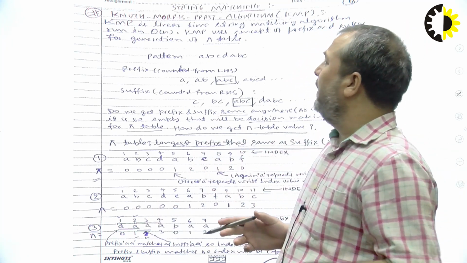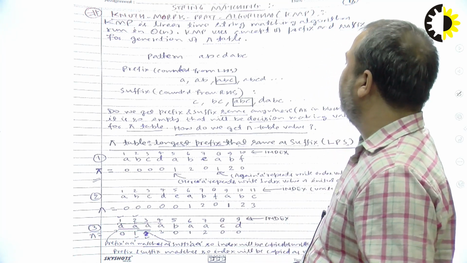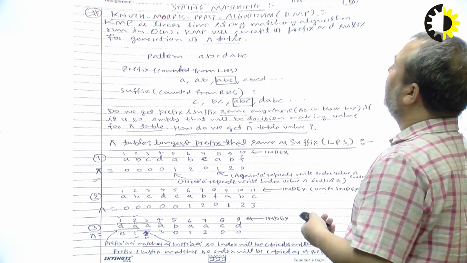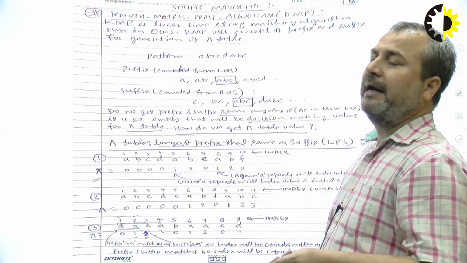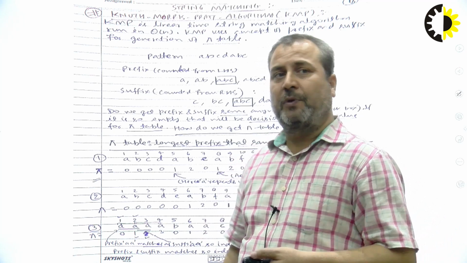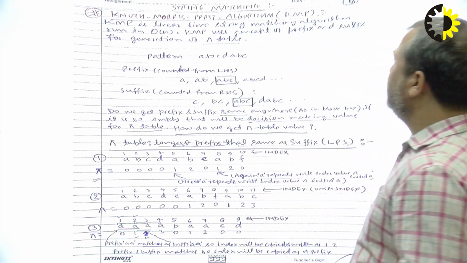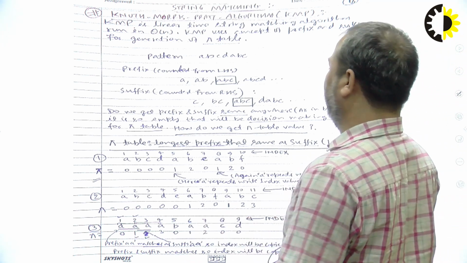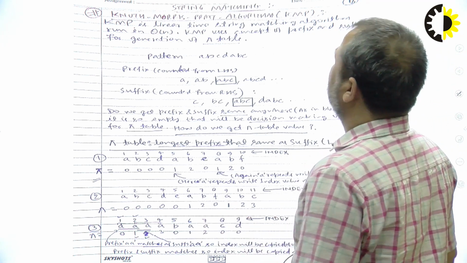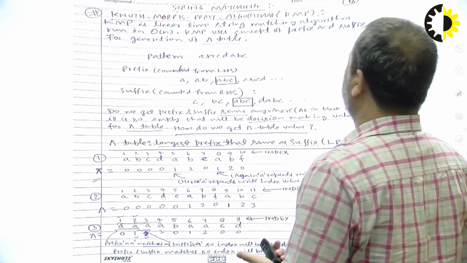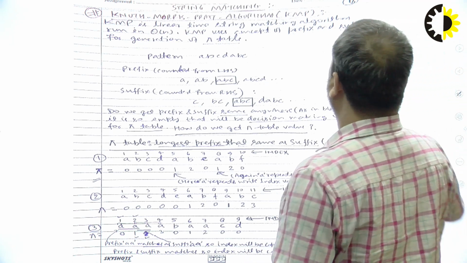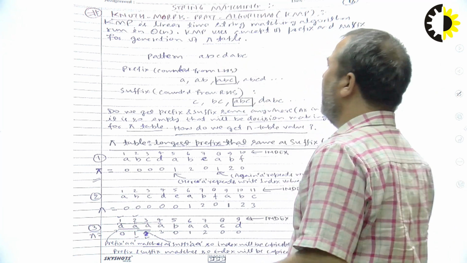Next and most important string matching algorithm is the Knuth-Morris-Pratt algorithm. Its time complexity is order of n. In this we calculate pi tables, pi values. So what is the process? KMP is a linear time string matching algorithm that runs in order of n. KMP uses the concept of prefix and suffix for generation of the pi table.